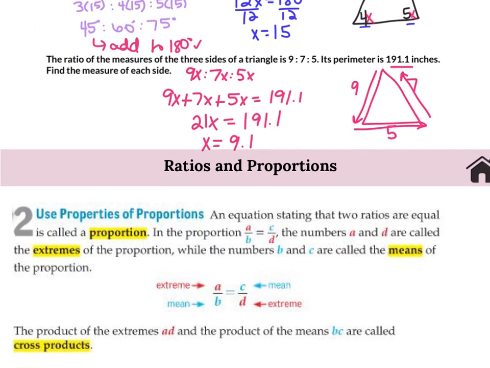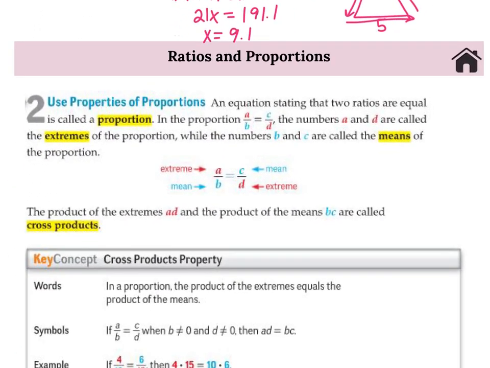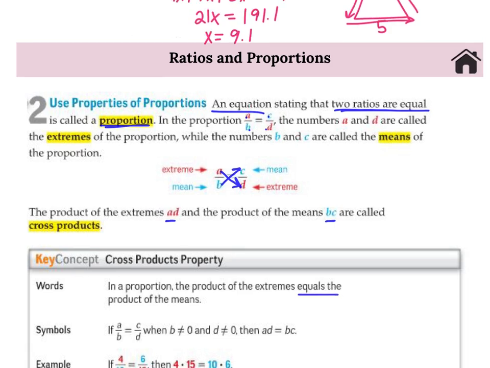So moving past just a ratio, now we're going to look at proportions. The only difference between a ratio and a proportion is that a proportion is just 2 ratios that are equal to each other, set up in an equation. A and D are called your extremes, B and C are your means. Anytime you multiply your extremes and multiply your means, this is called cross product. These products are equal to each other.